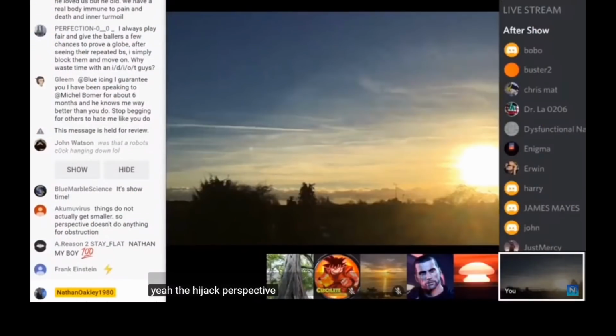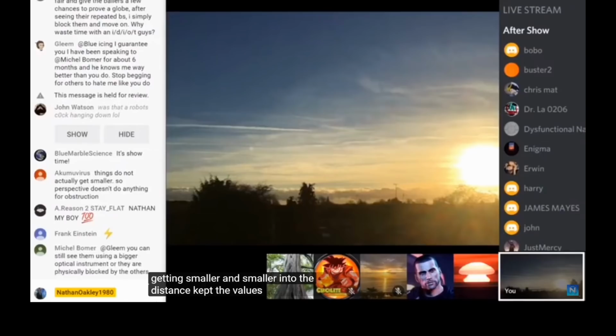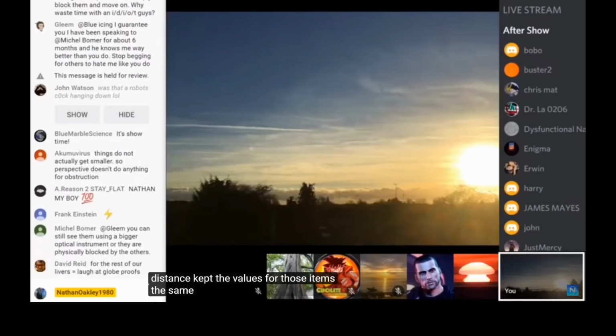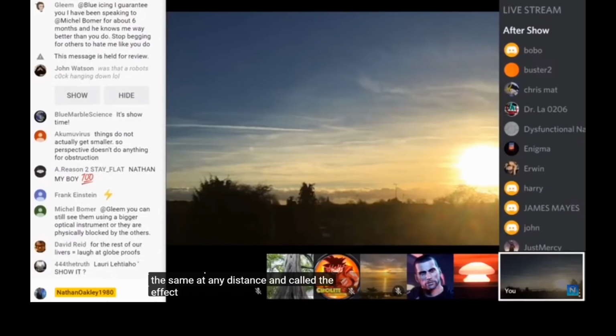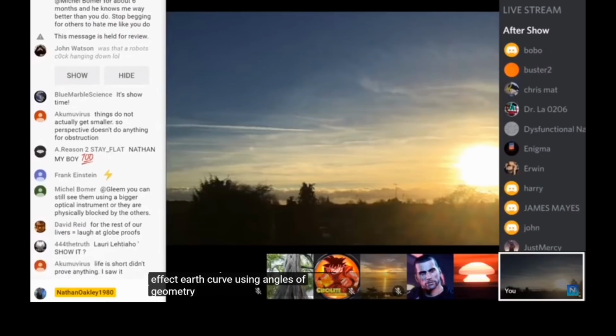Yeah, they've hijacked perspective, basically. They've taken the effects of things getting smaller and smaller into the distance, kept the values for those items the same at any distance, and called the effect Earth curve, using angles of geometry and drawing sagittas, not accounting for things getting smaller into the distance. People who come here and say that it does account for angular size are just liars.